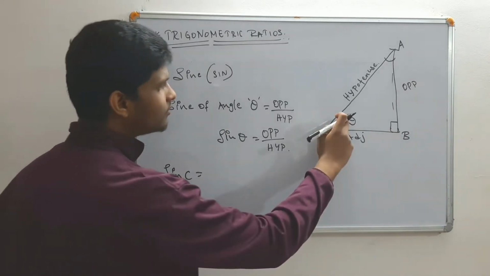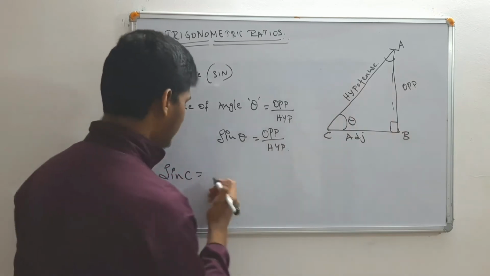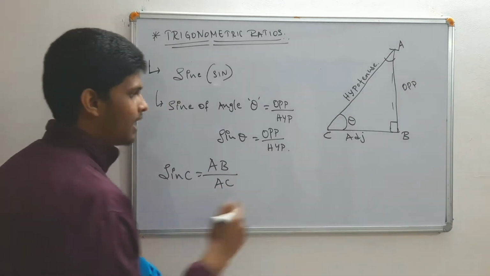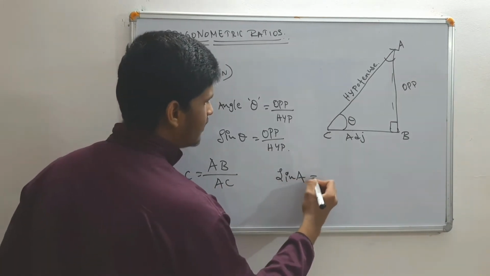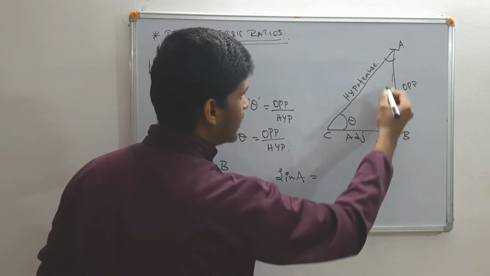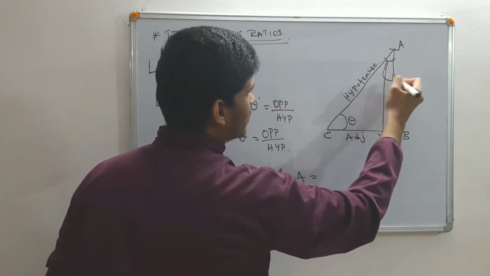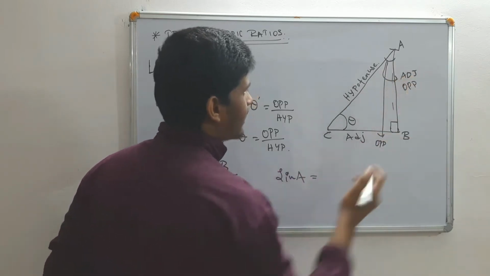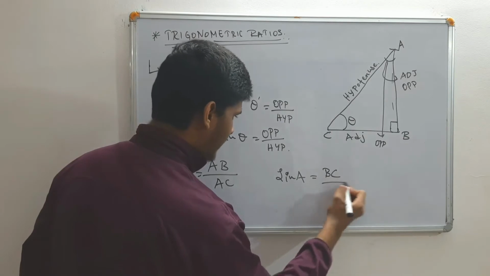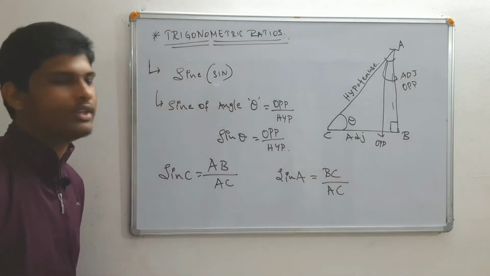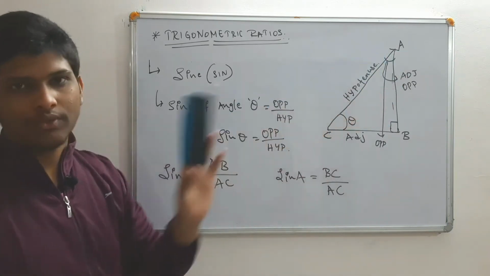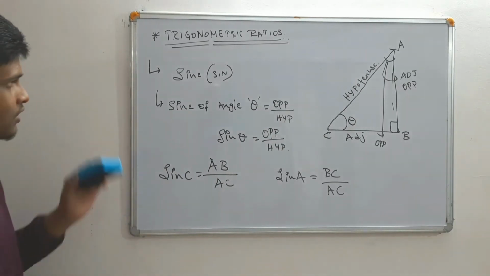Sine C, considering this angle, the opposite side is AB. So length of AB divided by hypotenuse, which is length of AC. And if you consider angle A, then sine A will become the opposite side of angle A, that is BC, divided by AC. This is the opposite side according to this one, and this is the adjacent side for angle A. As I said, trigonometric ratios are nothing but the relation between this angle and the lengths of the sides of the right angle triangle. So this is about sine.